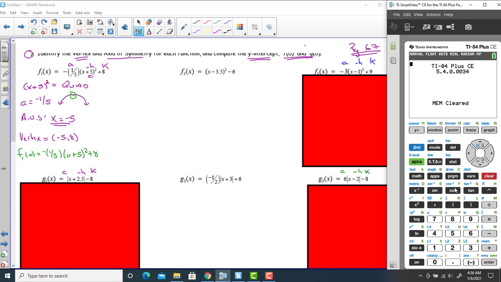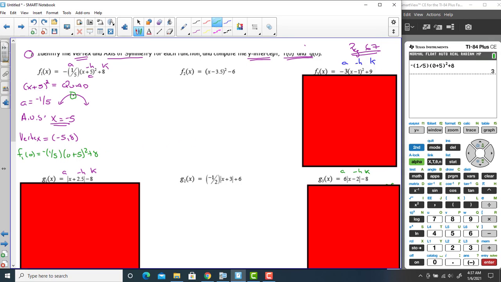On my home screen, if I were to substitute in negative the quantity 1/5, times, oh sorry, I didn't do that times 0, excuse me, 0 plus 5, and square it, I can determine that the value of this relationship at time 0 is in fact 3. So the y-intercept, or the value right now, is 3. And we can write that in one of two ways. We could either write f at time 0 is 3, or we could write (0, 3) as a coordinate value, indicating that the y-intercept, the value right now at time 0, is 3.